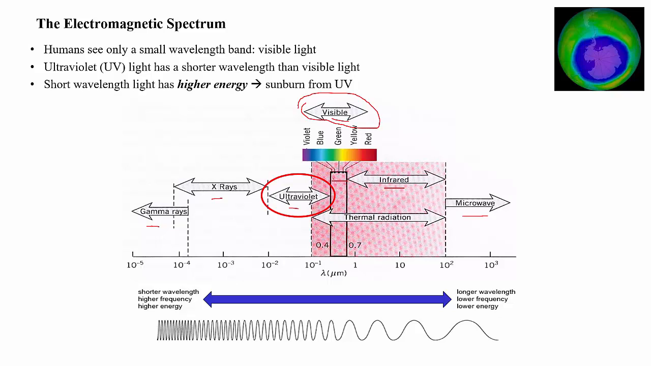So a key point is that the shorter the wavelength the light has, the higher its energy. So UV light has more energy than visible light. That's why UV gives you a sunburn, but you don't get a sunburn from normal visible light. So ultraviolet light has a higher energy level. Its photons have a higher energy level, and that's a key point that we're going to come back to in this lecture, and that's critical to understanding stratospheric ozone depletion.